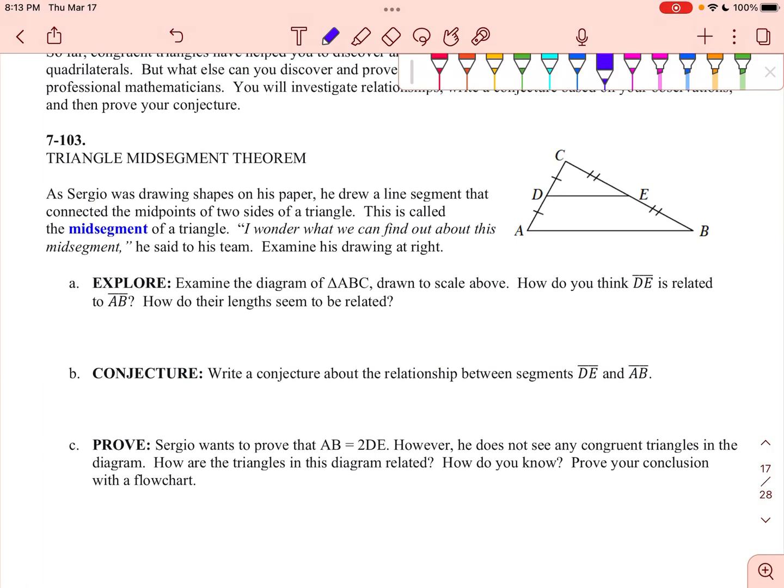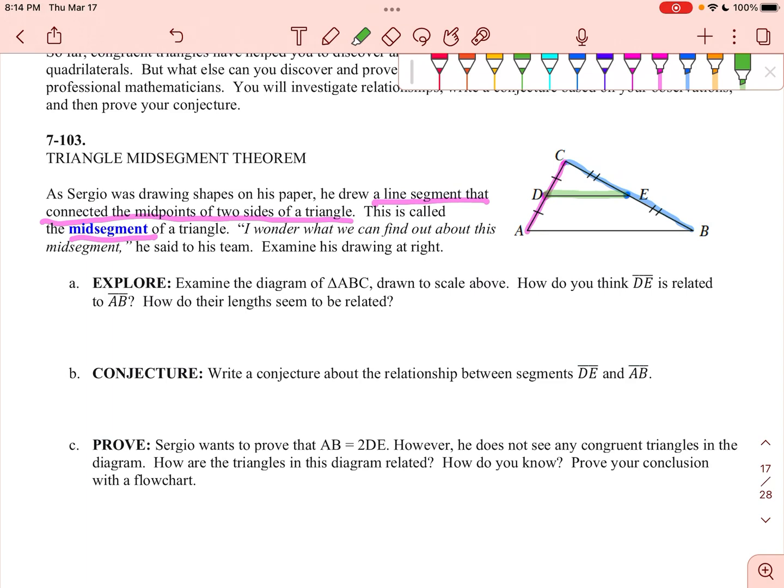As Sergio was drawing shapes on his paper, he drew a line segment that connected the midpoints of two sides of a triangle. This is called the midsegment. So I'm going to underline that definition: a segment that connected the midpoints of a triangle is called a midsegment. In other words, D is in the middle from C to A, and E is in the middle from C to B. And what he did was he connected those two midpoints right there, okay? And he said, I wonder what we can find out about this midsegment.